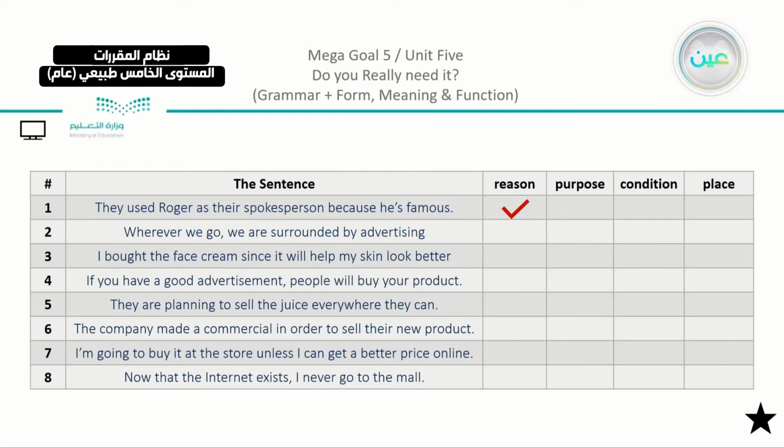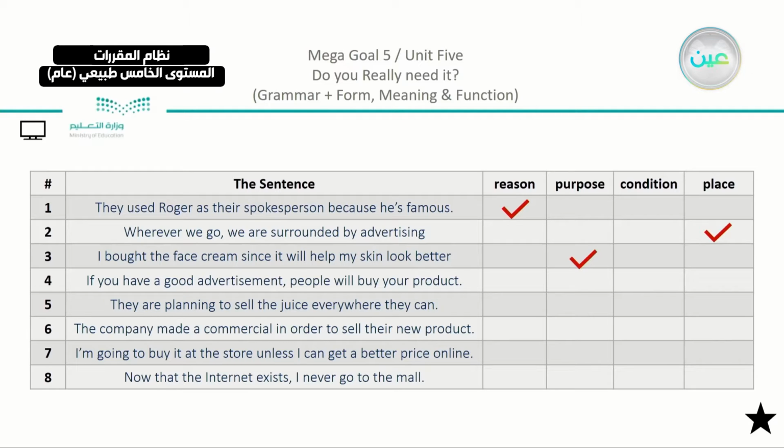Number 2, wherever we go, we are surrounded by advertising. Now you can see the conjunction came at the beginning, which means that the adverb clause is at the beginning. That's why we have here a comma. And from the conjunction that we have here, wherever, I know that we are talking about place. I bought the face cream since it will help my skin look better. So there's an aim. I bought the face cream since it will help my skin look better, which means that I have here purpose.